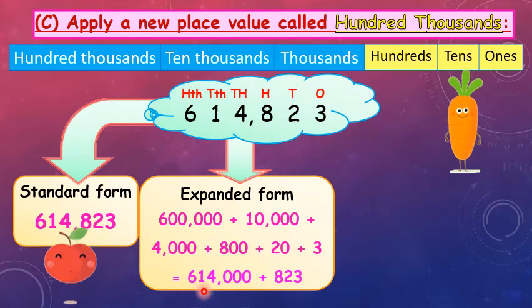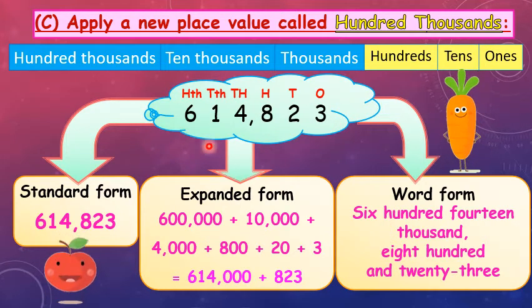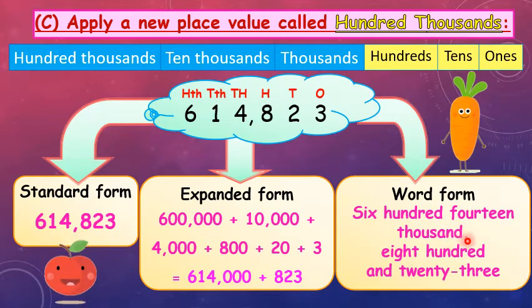It will be 614,000. And the last form here will be word form. Here we just read this number from left to right. Then as we read it, we write it: 614,000, then put our comma, 823. Good job.